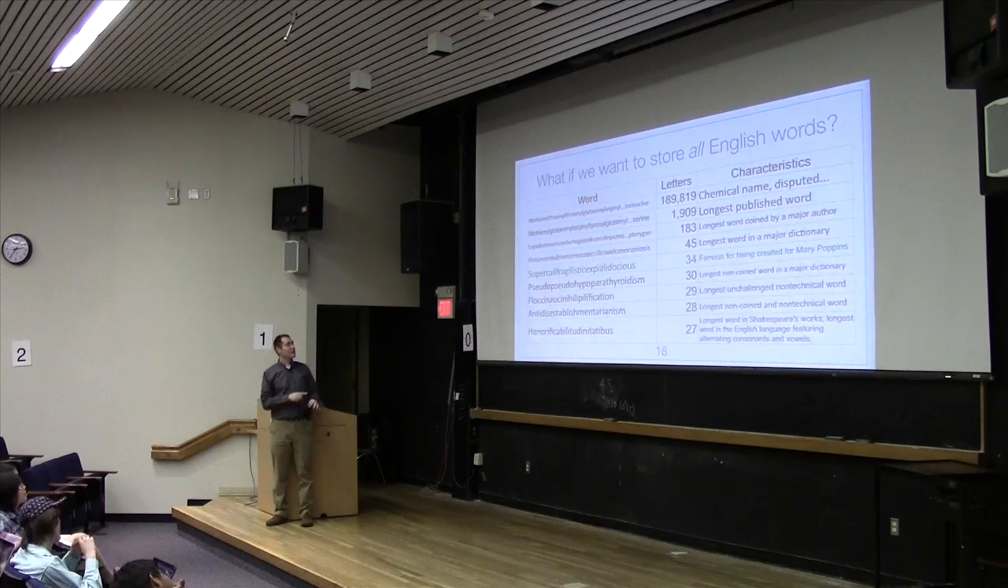Anyway, it's disputed. There are other words that are not as disputed. The longest published word is 1,900 characters. The longest word coined by a major author: somebody wrote a 183-letter long word. I don't know why. The largest word in a major dictionary, you can probably find this word if you go up in the dictionary: pneumonoultramicroscopic. I don't even know how to pronounce it.